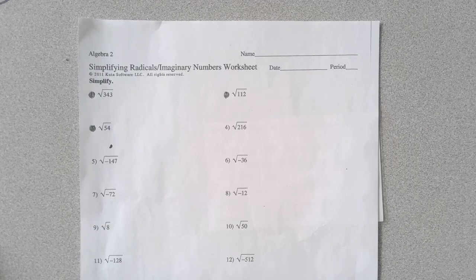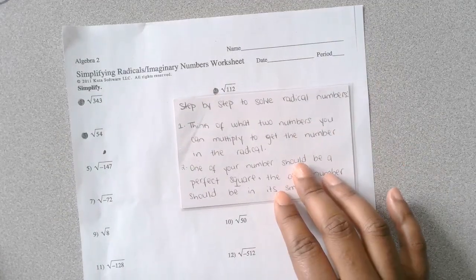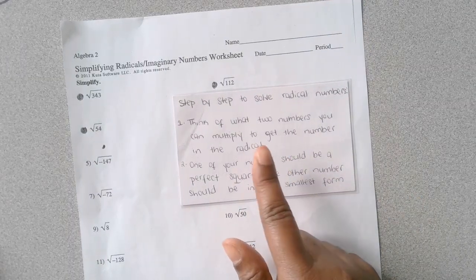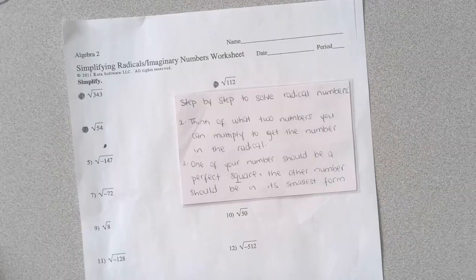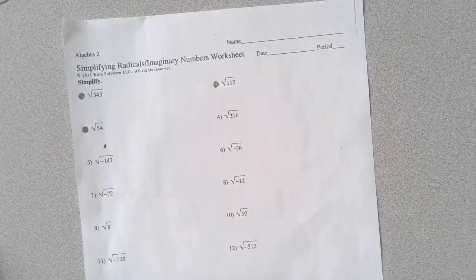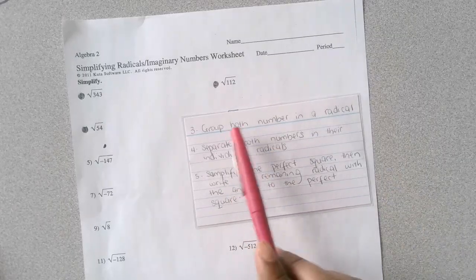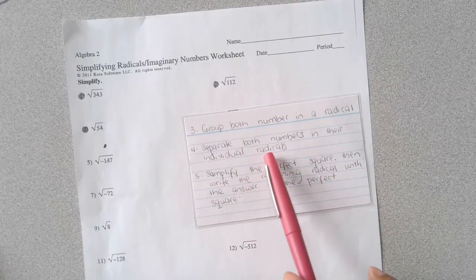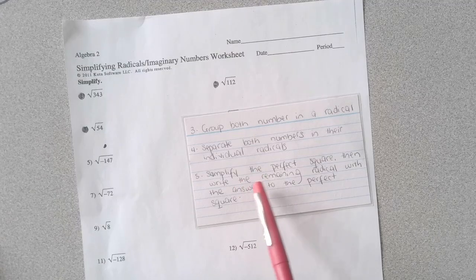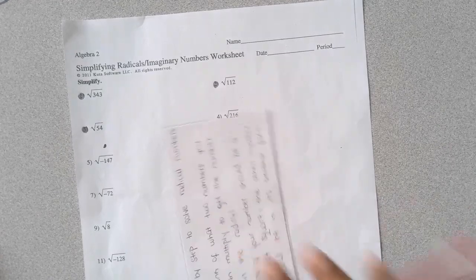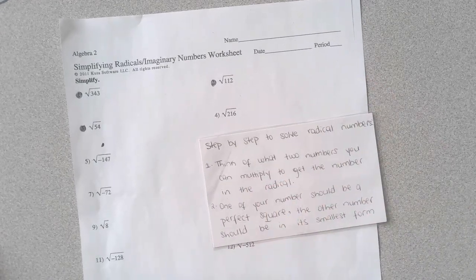So of course, before you guys get started, I'm going to give you step-by-step instructions as to how to solve each question. The first one says, think of two numbers you can multiply to get the number in the radical, which is also called a radicand. Two, one of your numbers should be a perfect square, the other should be in its smallest form. Three, group both in a radical. Four, separate both numbers in their individual radicals. And five, simplify the perfect square, then write the remaining radical with the answer to the perfect square. Again, a lot to know, but we're going to do it step by step to simplify.